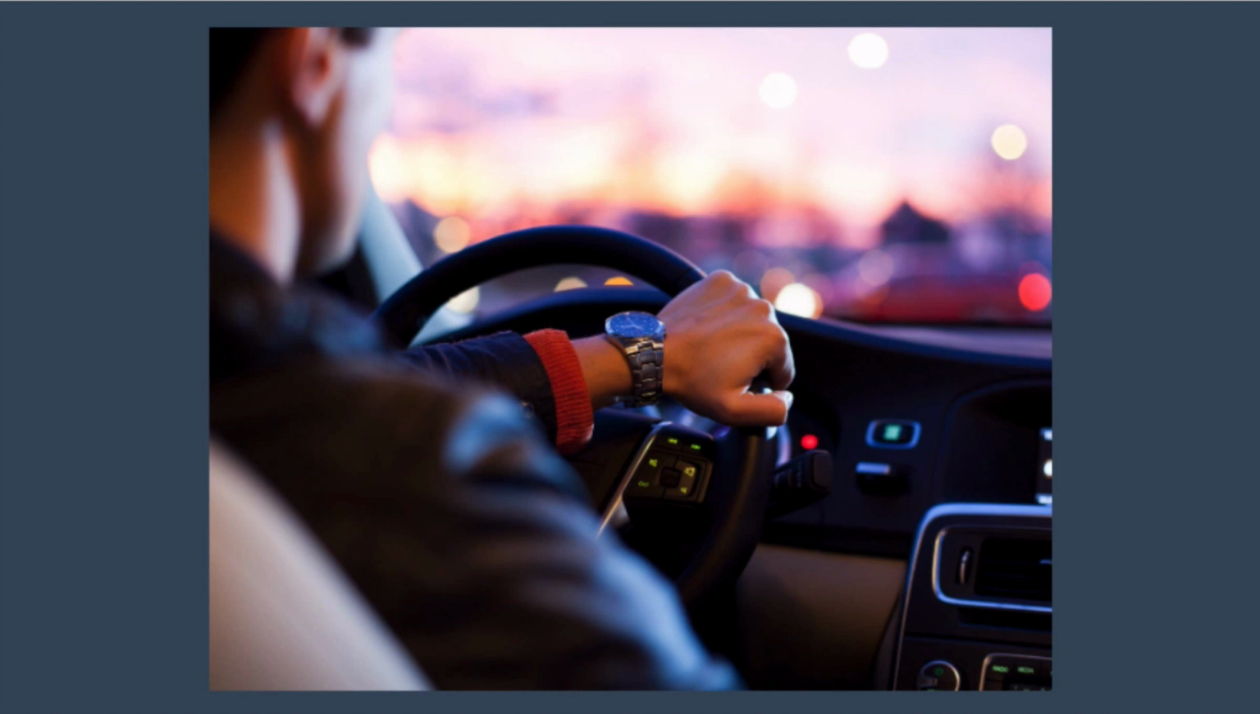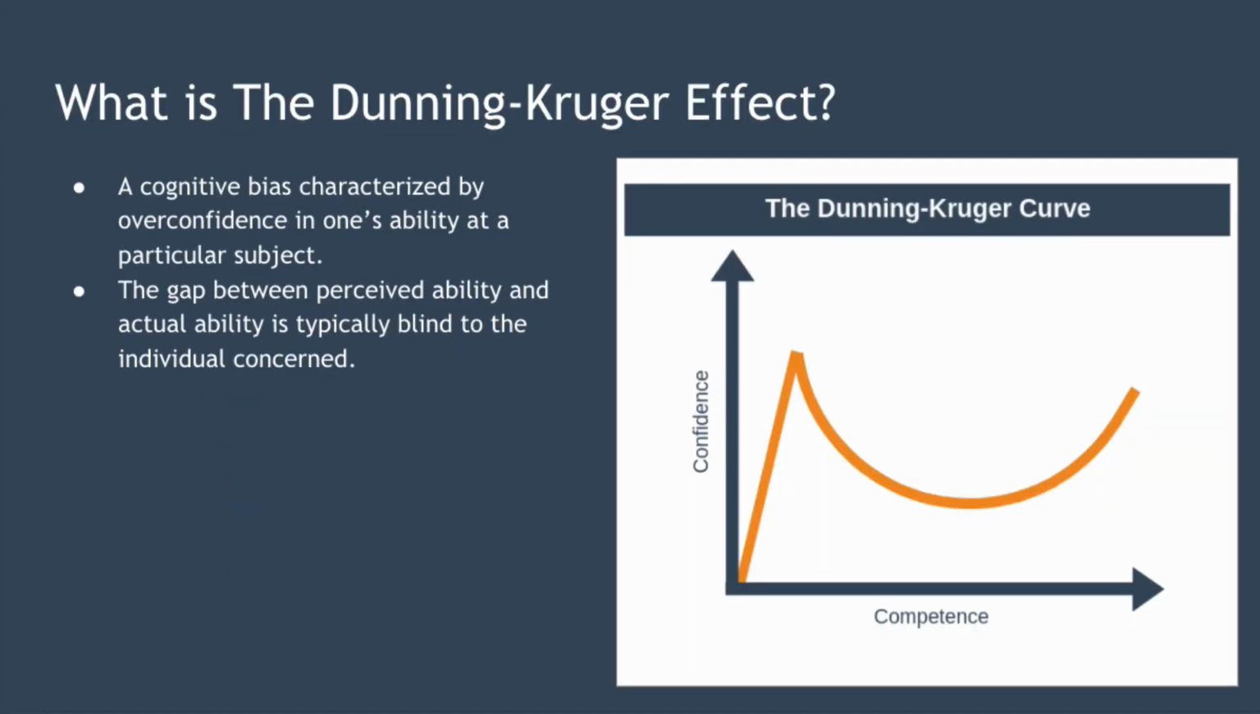Now, this is essentially the Dunning-Kruger effect, where most people overrate their abilities, with the greatest overestimation coming from those with the lowest skill level. So the Dunning-Kruger effect is a cognitive bias characterized by overconfidence in one's ability at a particular subject. The gap between perceived ability and actual ability is typically blind to the individual concerned, but often not to others around them.